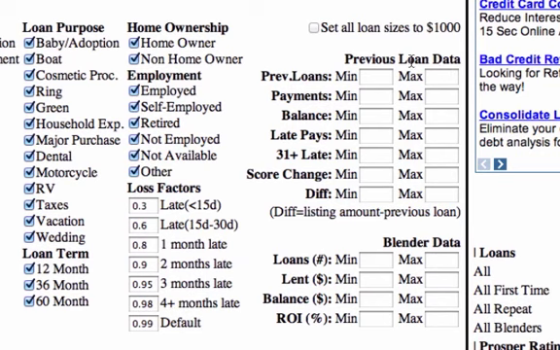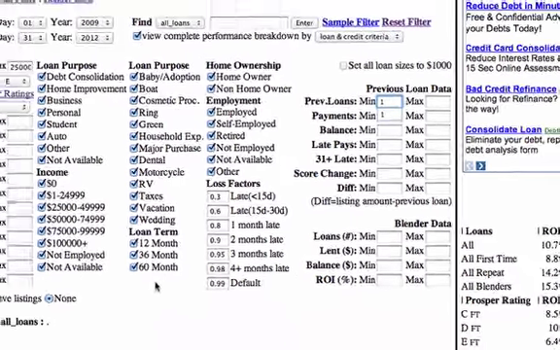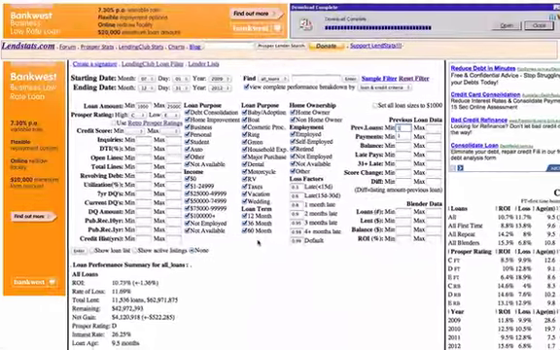If a borrower has come along to Prosper and taken out a second or a third loan, you can isolate those people by putting in information here. What I like to do is just look at borrowers who have had at least one loan at Prosper. So this is going to ignore their first loan and just look at the second loans of these people.